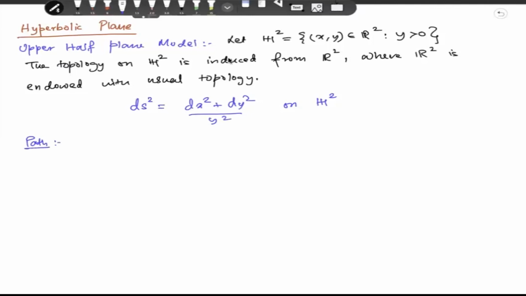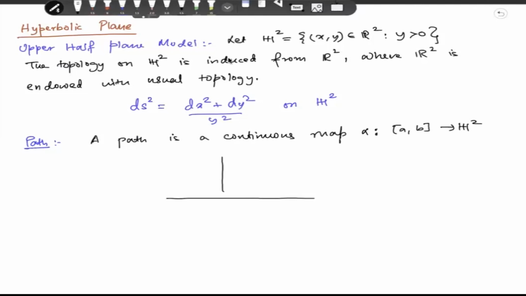So what do we mean by a path? A path is simply a continuous map alpha from a closed interval [a, b] to H2. If I take this upper half plane, and these are my two points alpha(a) and alpha(b) in H2, then the image of alpha is the path joining alpha(a) and alpha(b).